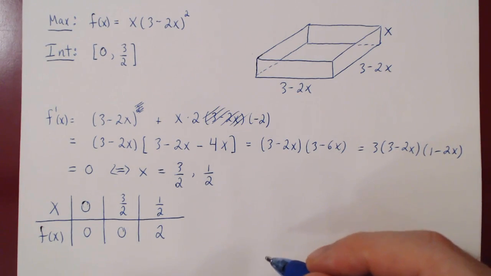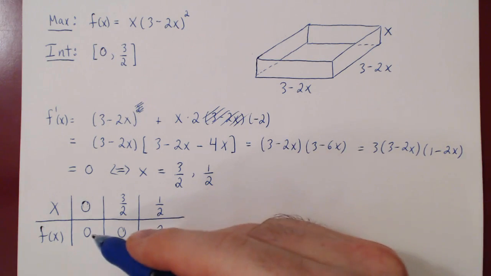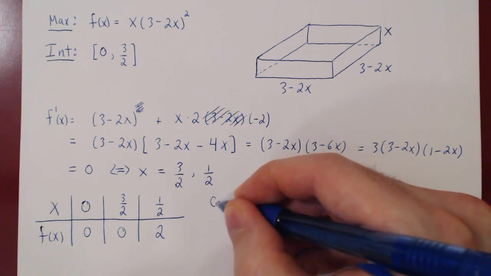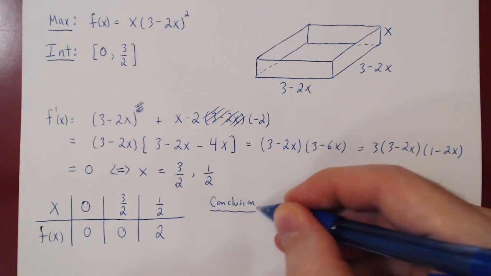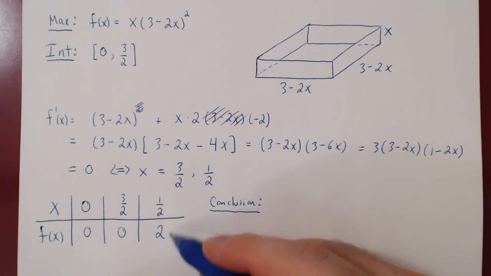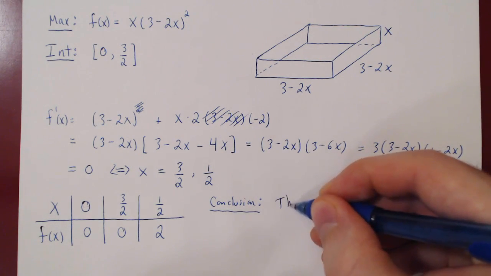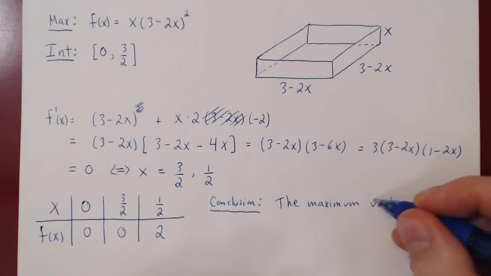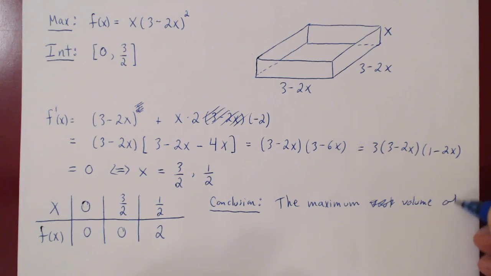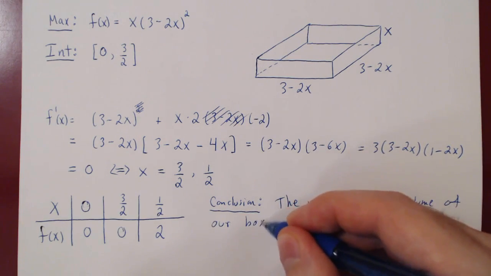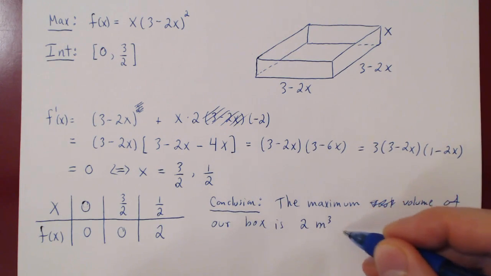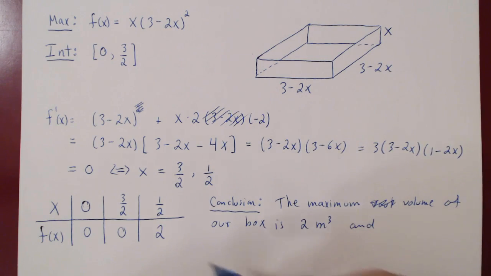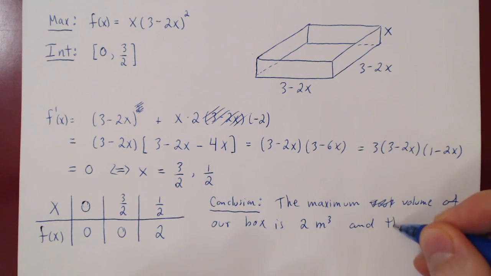So there you go. This is our conclusion. Clearly 2 is the larger value between 2 and 0. So the maximum volume of our box is 2 meters cubed. And, well, how do we achieve this? By cutting from each of the four corners a square with sides equal to 1/2 meter, or if you prefer, 50 centimeters.